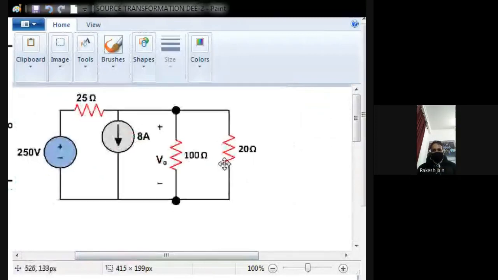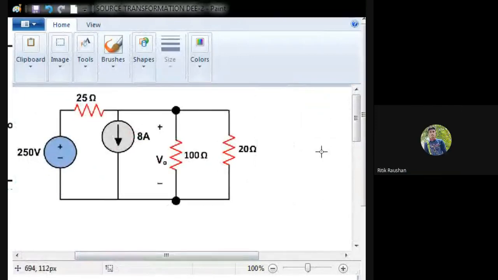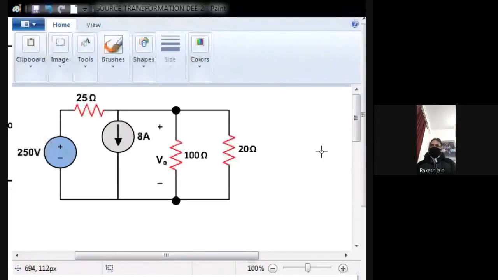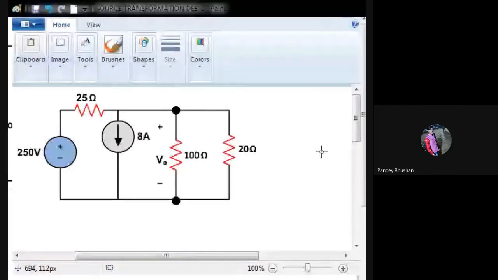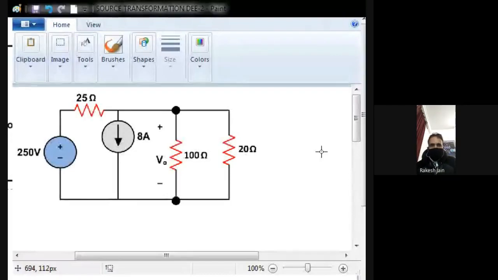Are you able to see on screen the numerical in which a 250 volt source is there? Yes, sir. 250 volt is there, 25 ohm resistance is there, 8 ampere current source is there, and 100 ohm and 20 ohm resistance are there. Let's suppose I wish to calculate the voltage V0. What is the voltage V0? How can I calculate the value of this voltage?